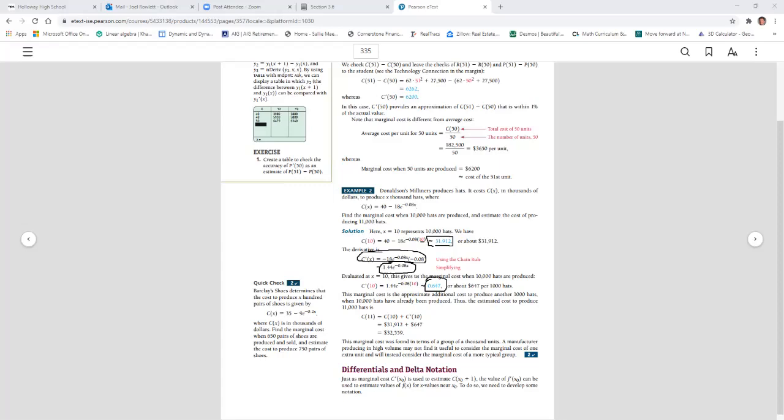This marginal cost is the approximate additional cost to produce another 1,000 hats when 10,000 hats have already been produced. Thus the estimated cost to produce 11,000 hats is going to be C of 11, which is going to be the cost of the first 10,000 hats plus the change. And that is going to give us $32,559.